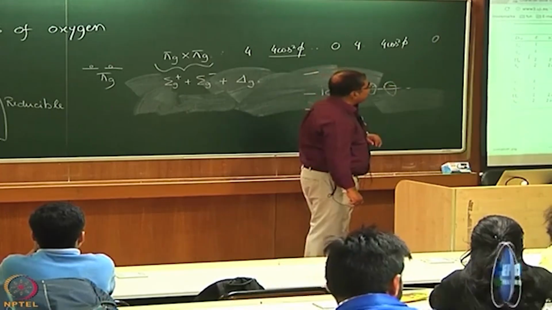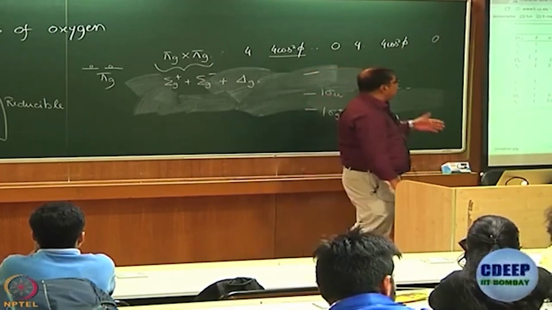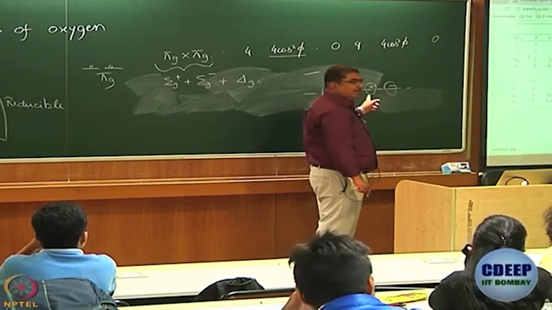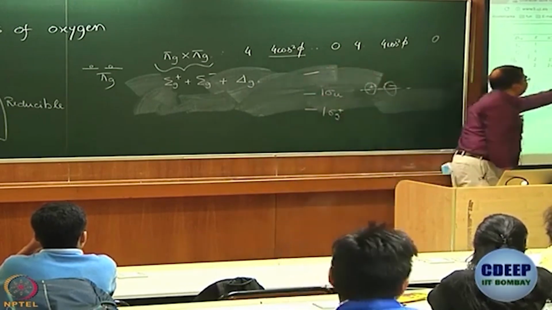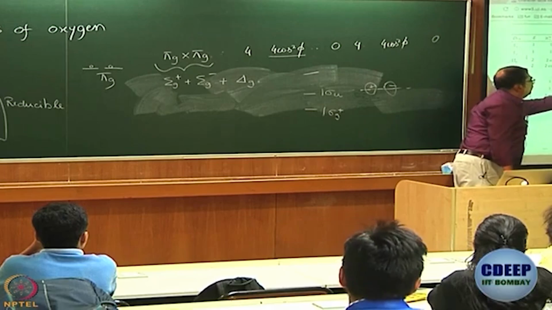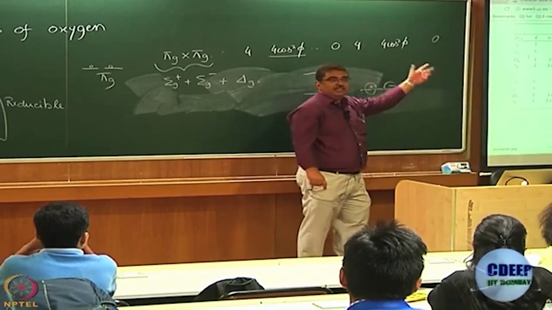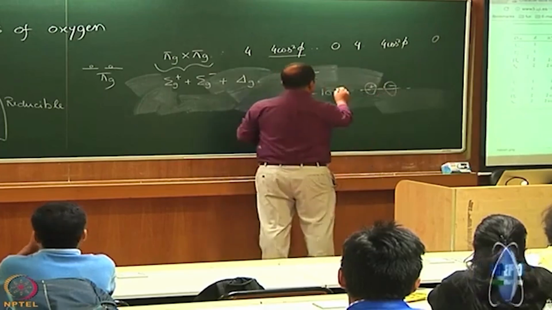Okay. What is the character of sigma v? You said plus, right? And i is minus. So sigma v plus, i minus is this combination. So it is sigma u plus. You can go ahead and work out the rest, you will see it. It is 1 sigma u plus.